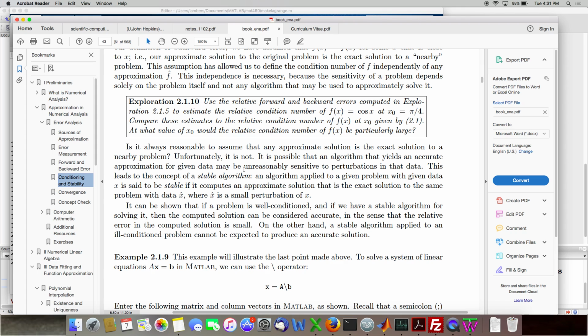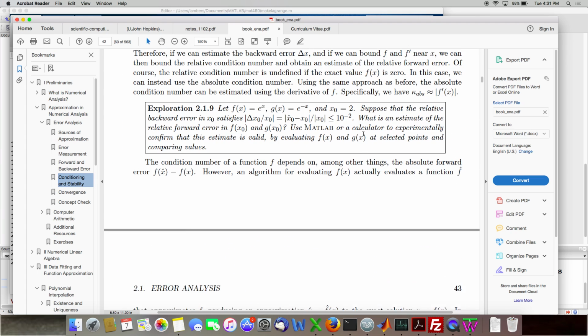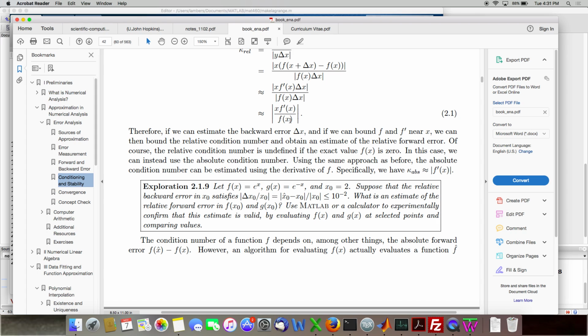This problem, getting the condition number of cosine x at pi over 4. Most people got that correct, what the condition number is, but then at what value could it be particularly large? Well, the relative condition number is given by this formula here, x f prime over f. If f can be 0, then you have a problem. That condition number can be infinitely large. So for instance, when cosine is equal to 0, at odd multiples of pi over 2, then you have something very ill conditioned. So at the given value x naught, at pi over 4, it wasn't a problem, but at those points it could be.